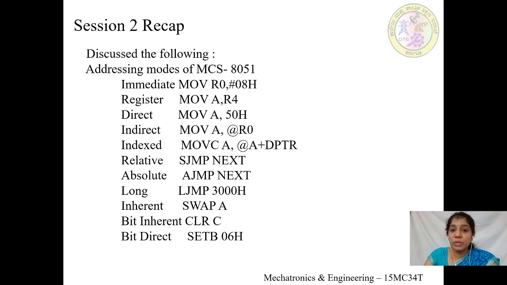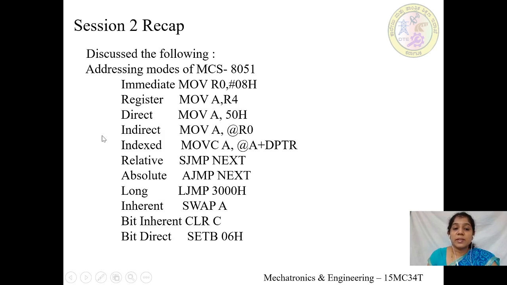In case of immediate addressing mode, the immediate data is specified as part of the instruction. Consider this example, MOV R0, #08H. This data will be copied into R0. So this hash symbol indicates the immediate addressing mode.